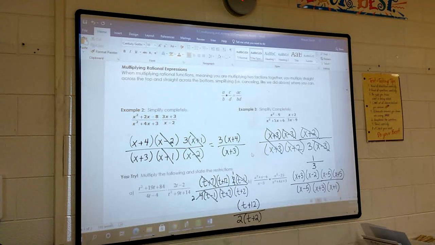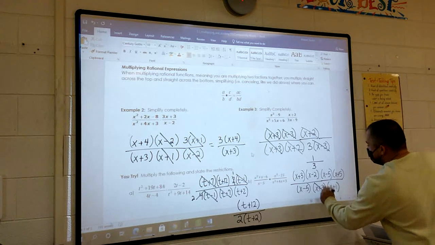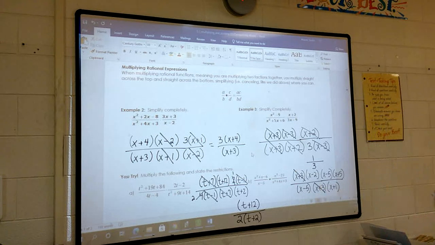In B, you're going to cancel out the x plus 3's on the top and the bottom. So x squared plus x minus 6 is two numbers that add to give you a positive 1 and multiply to give you negative 6. So that's a positive 3 and a negative 2. That's where I got x plus 3 and x minus 2. X squared minus 25 is the difference of squares. So that's where I get x minus 5 and x plus 5.